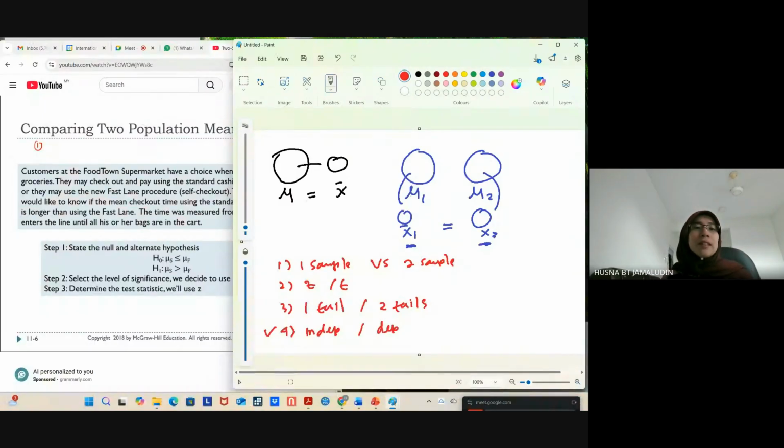So remember this information: when you read the hypothesis question, you have to know whether we are talking about one sample or two sample. Of course, today is two sample, but you have to know how to differentiate them, whether we are using Z or T, whether we are looking at one tail or two tail, and later on, whether we are answering independent or dependent. Okay, so let's look at the question. Let me just open a new tab.